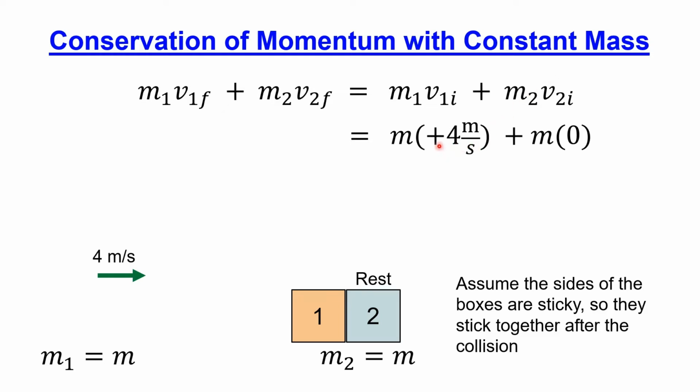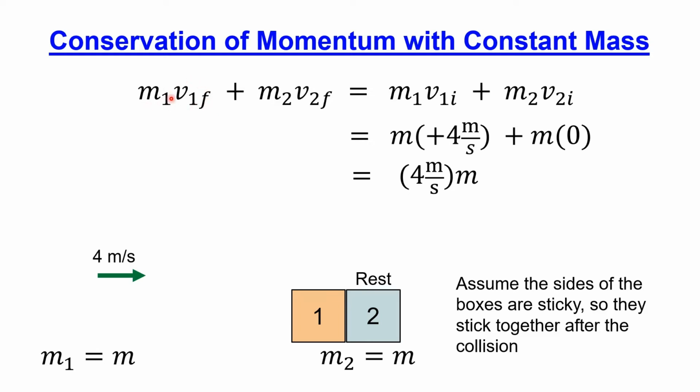Okay, I mentioned earlier that this is not speed, it's velocity. My velocity is to the right, so I'm going to represent that as a positive. So that's why I have a positive 4 meters per second right here. And then I've swapped the masses out, and notice that because box 2 was at rest, it had 0 initial velocity. So that simplifies down to just this. Let's go to our final situation.